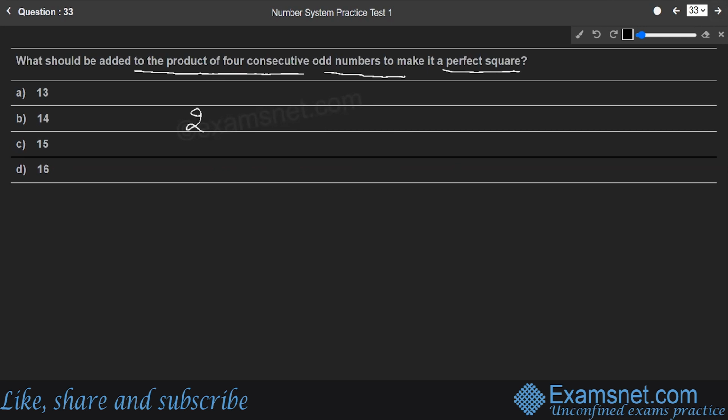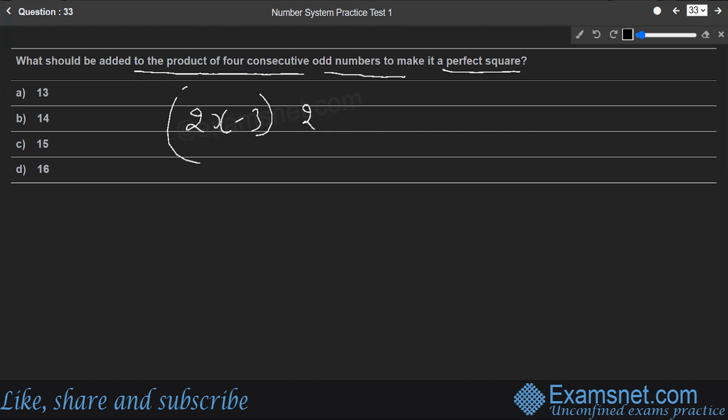Let me take 2x minus 3 as my first odd number. If you put any number in place of x, you're going to get an odd number only. If you put x equal to 1, you get 2 into 1 minus 3, that is minus 1, again an odd number. If x equals 2, you get 4 minus 3, that is 1, again odd. If x equals 3, you get 6 minus 3, again odd. So this is the standard form: 2n minus 1 or 2n minus 2 or 2n minus 3, anything. This is the first odd number for the consecutive ones.